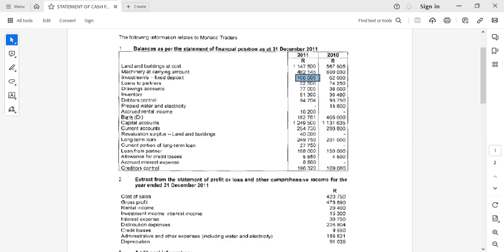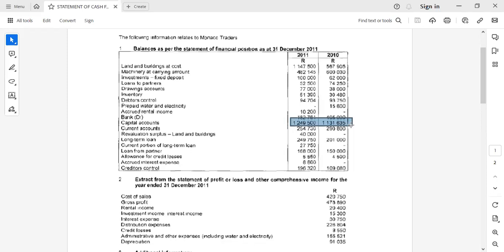Let's see our capital. If you can check here, our capital increased from 1,131,000 to 1,249,500. So that increase, we assume, unless told otherwise, that the owners put in more capital, so money will be coming in. If the capital goes down, it means money is going out.